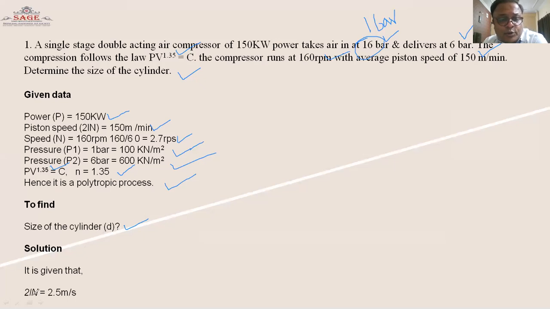It is given that 2LN is equal to 2.5 meter per second. The speed is given as 150 meter per minute. If we convert it into meter per second, dividing by 60, it comes to 2.5 meter per second. So the piston speed 2LN is equal to 2.5 meter per second. And the further slide.